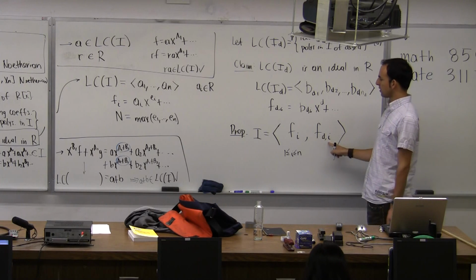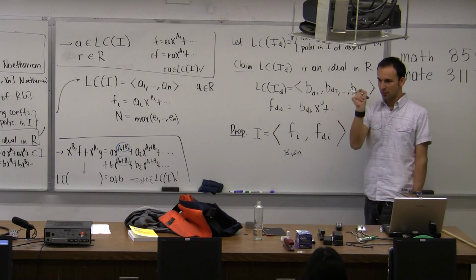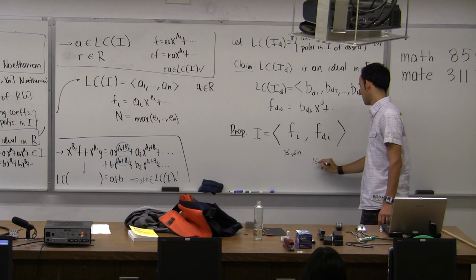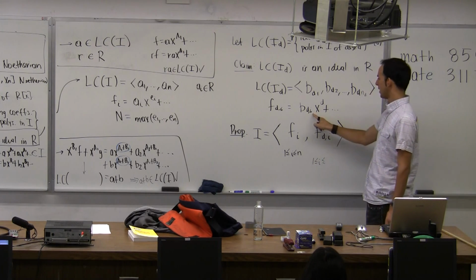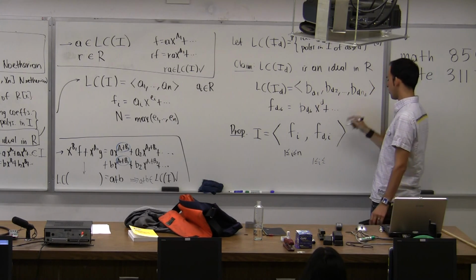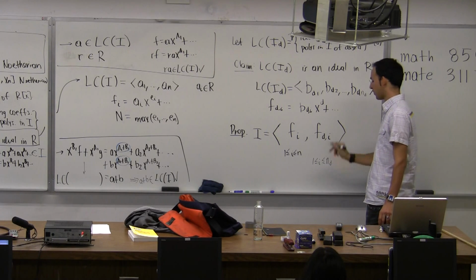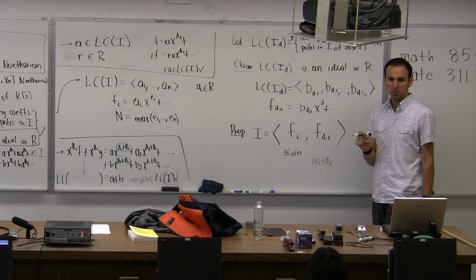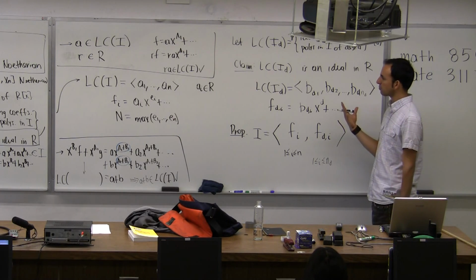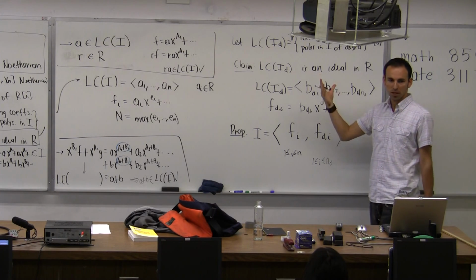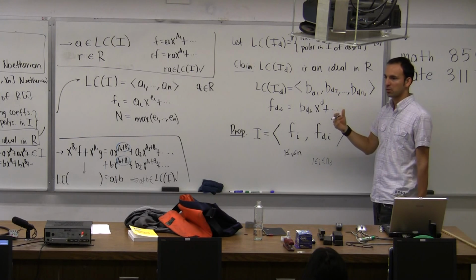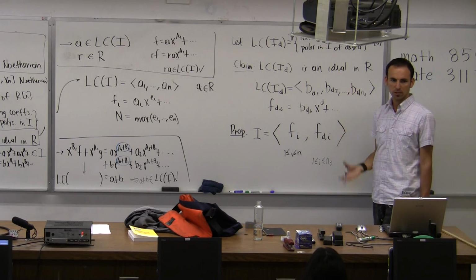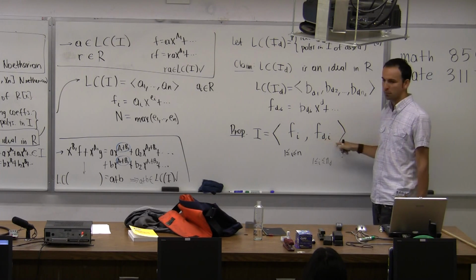Now the F_di's, for each fixed d, the i's are ranging between 1 and the number n_d. So for each fixed d, there are finitely many of these guys. But the problem is that d is just some number that I haven't said anything about. And so d ranges from 1 to infinity so far. So this is actually an infinite list of polynomials.